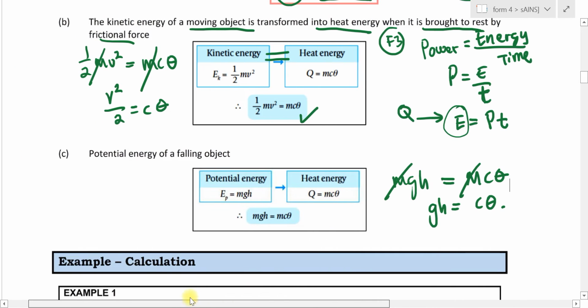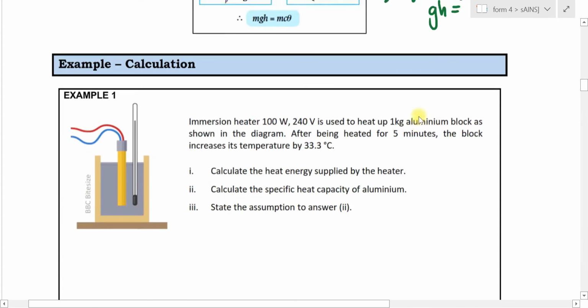Okay, now full of calculations. Okay, ready with your calculator? You are going to calculate things for me. Okay, example 1.